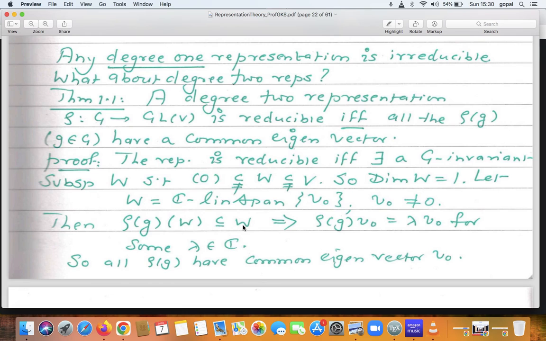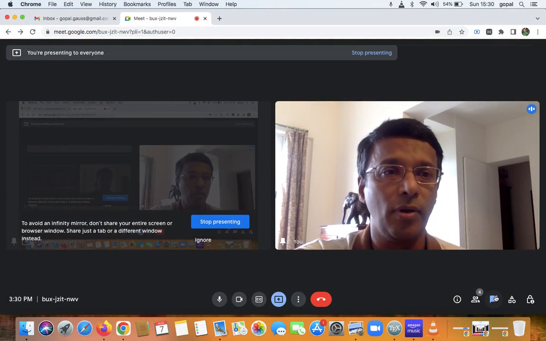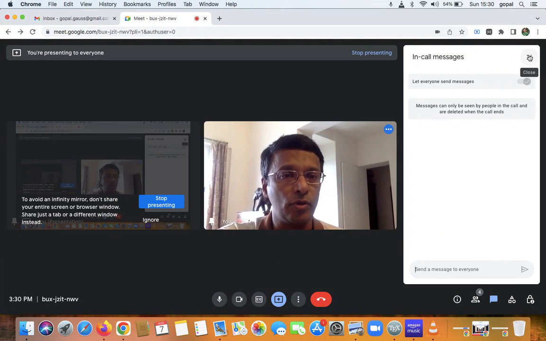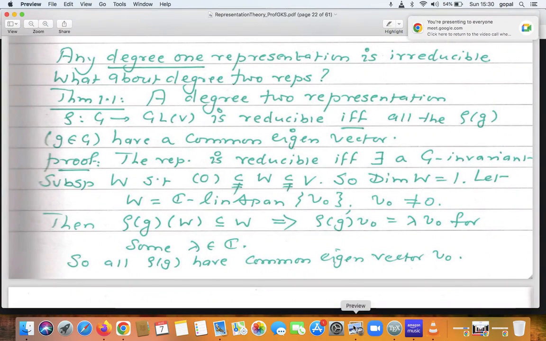And rho G of W is contained in W will mean rho G of v naught must be lambda v naught for some lambda. And so all the rho G's have a common eigenvector v naught. That does it.